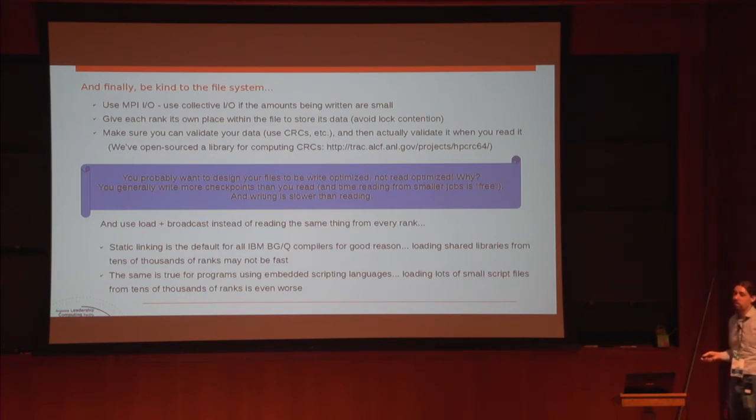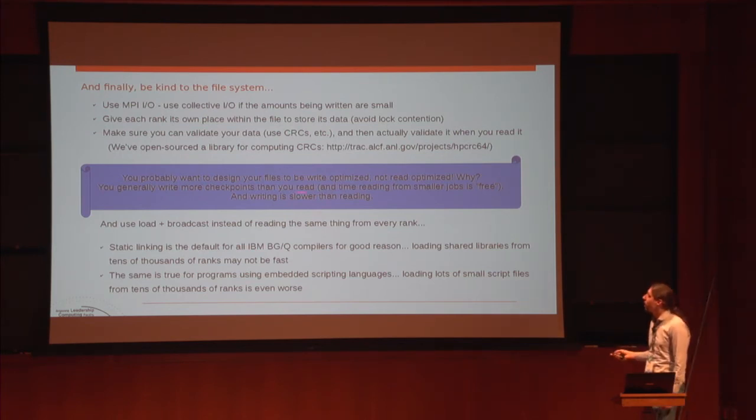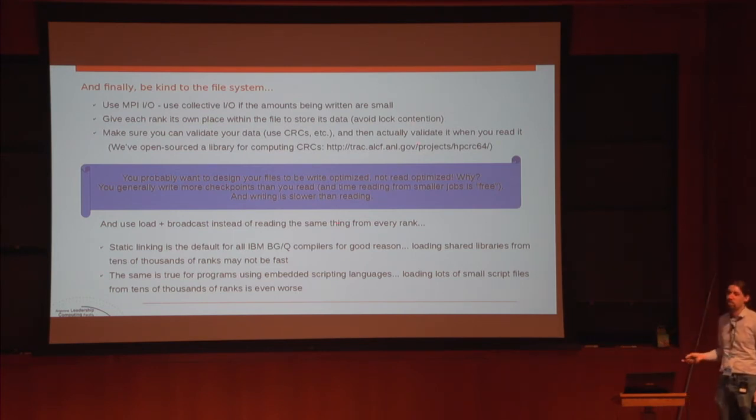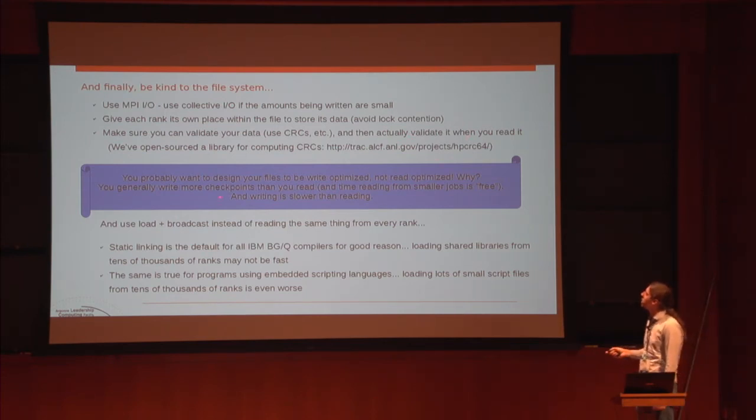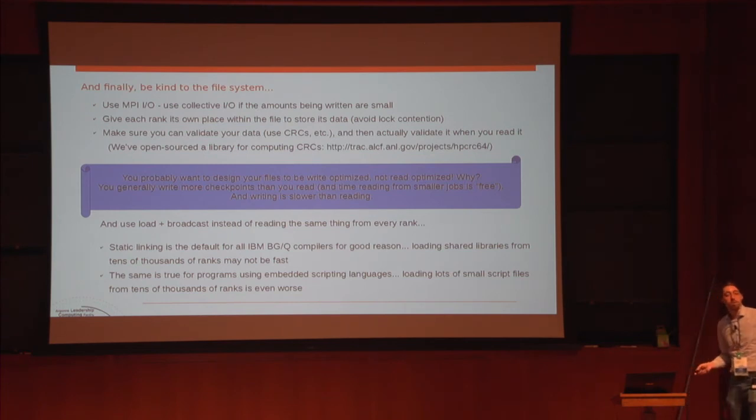You just want to have a file format that gives each rank its own spot on the disk to write to. And I highly recommend making sure your files can be validated, like store CRCs or checksums or however you want to do it. I actually have an open source library here that does this quite efficiently if you're interested in that. And also, if you're writing your own files, it's much better to make them write optimized than read optimized at scale. Most people end up writing more data than they read, plus writing is slower than reading on parallel file systems. And so you don't want to be bottlenecked on, say, writing checkpoints.